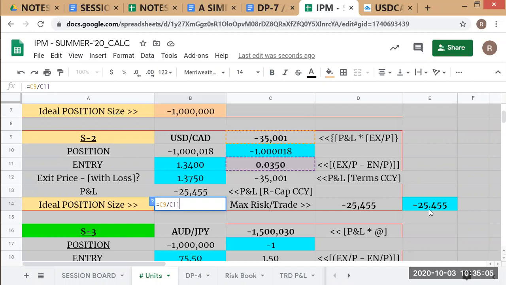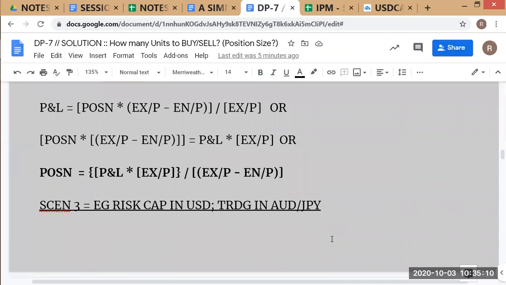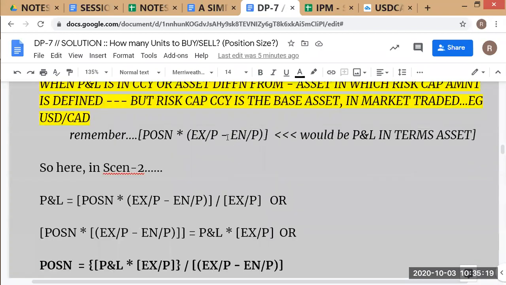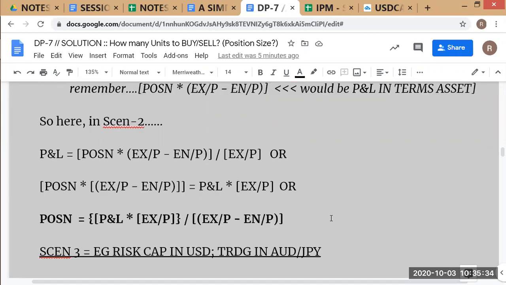Okay. All right. So the main thing is you have to understand this stepwise. Conceptually, what you have to understand is that P&L is always in the terms currency, but you have to convert it to the risk capital currency. That's why you start with a basic expression, and then you have to divide by the exchange rate, and you have to divide by the exit price, because you have to look at the P&L at the time of realization of the P&L. Look at the risk capital currency P&L at the time it is realized. So that's what it is.